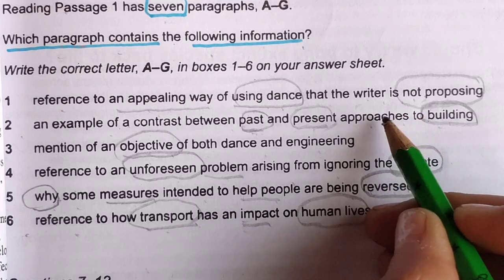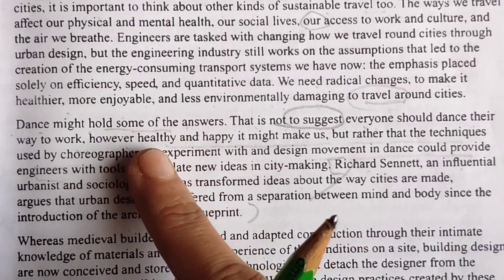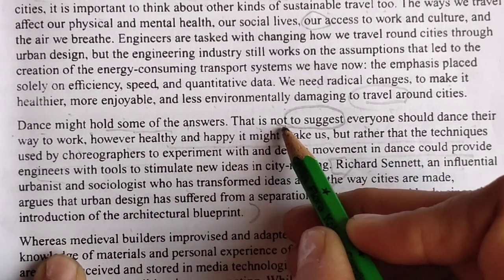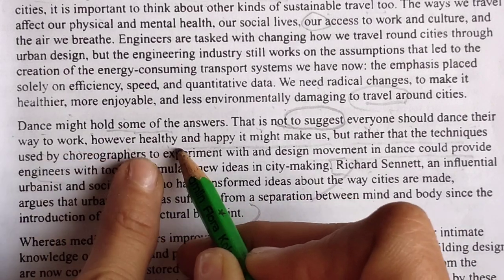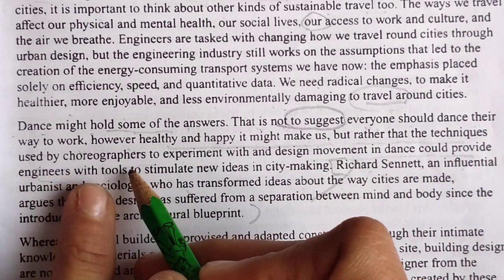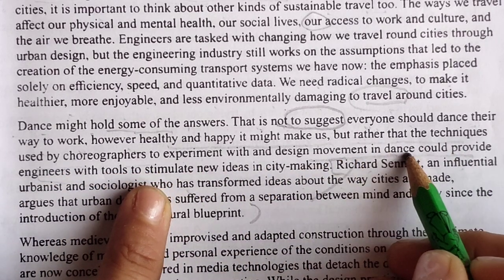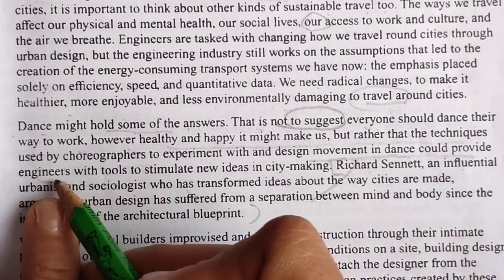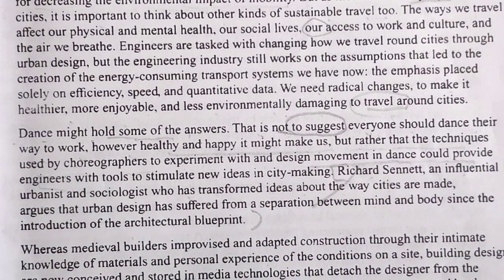So in paragraph B, I will show it to you again. I will be writing it here, B. So this is B. This is not to suggest everyone should dance their way to work, however healthy and happy it might make us, but rather that techniques used by choreographers to experiment with the design and movement in dance could provide engineers and others, but he is not suggesting that. Okay, let's move on to the C paragraph.